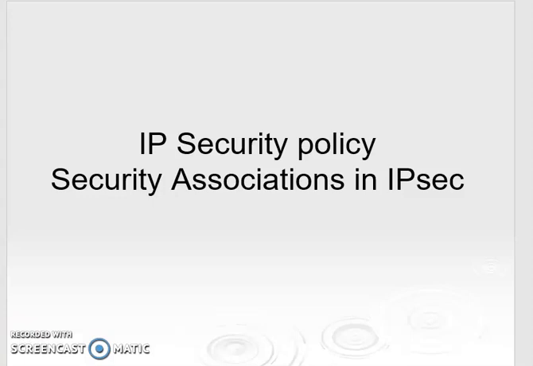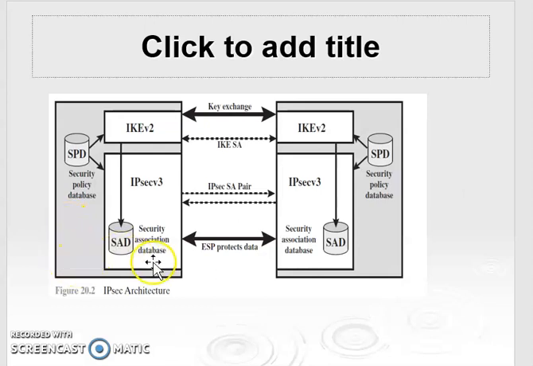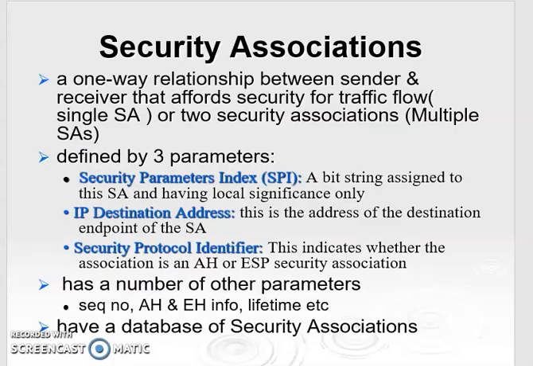This policy is determined by the interaction of two databases. So there are two databases which we can see in this particular figure: the security association database, and the next one is the security policy database. These two databases communicate with each other, and then the IPsec policy is determined, and then the communication is established. So now let us see the first one. We need to understand the security association.